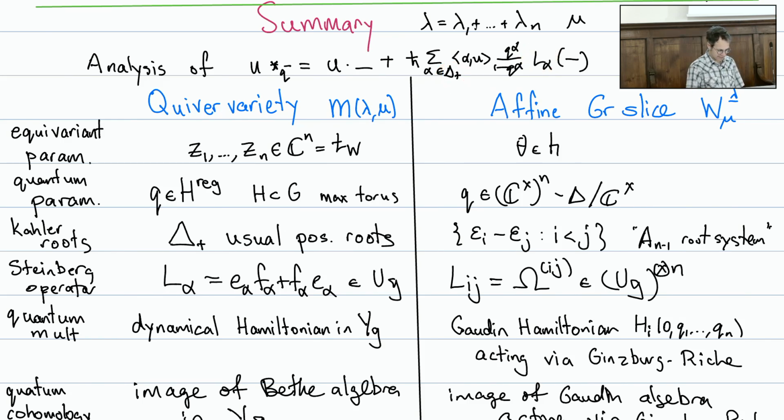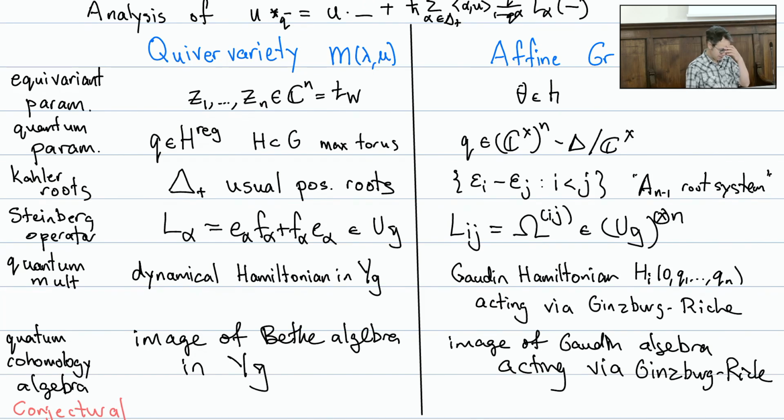We've seen today how everything works on both sides. For example, the Kähler roots, this delta plus, are just the usual positive roots on the curve variety side, whereas on the affine Grassmannian side, it's the roots of the A_{n-1} root system, independent of G and only depending on n. We've seen that on the curve variety side, those L alphas, which are called Steinberg operators in the Okunkov story, are given by E alpha, F alpha plus F alpha, E alpha, whereas in the affine Grassmannian slice, those L alphas are given by omega ij's.